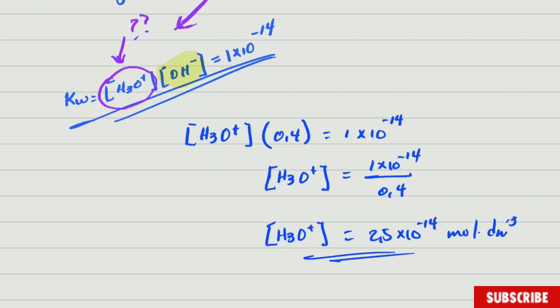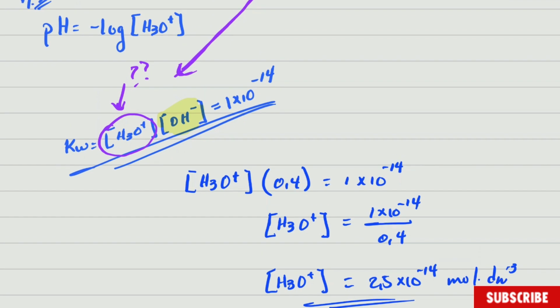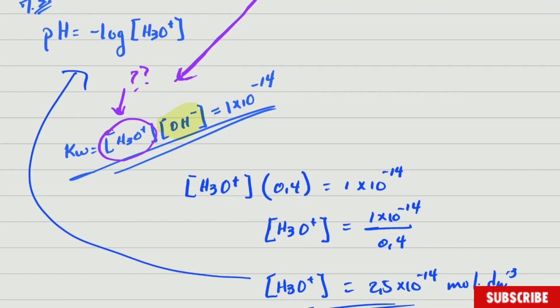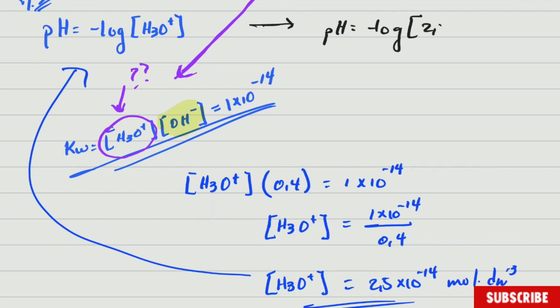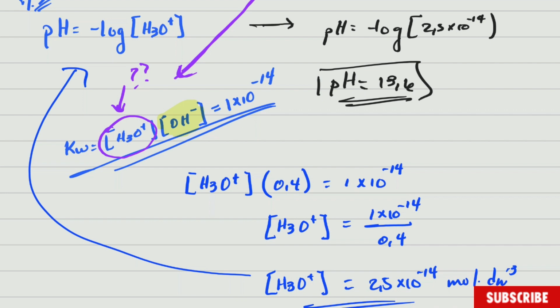And now, guys, you are going to substitute that on the pH, which is the question right there as you can see. So let's do that calculation real fast here. pH is equal to minus log of the concentration of the H3O+, which is 2.5 times 10 to the minus 14, and then the pH is going to be equal to 13.6. That is the pH of the substance.